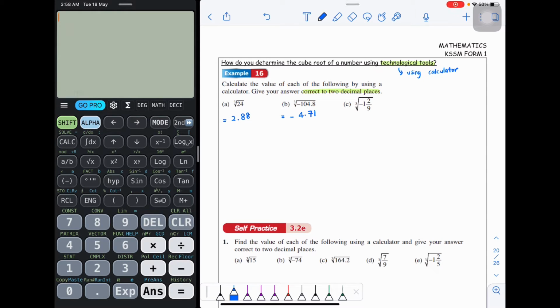Let's put the number in terms of an improper fraction first. So we have negative 11 over 9, and then we have negative 1.069 something something something. So we need only 2 decimal places, so we have negative 1.07, negative 1.07, sorry. Okay.